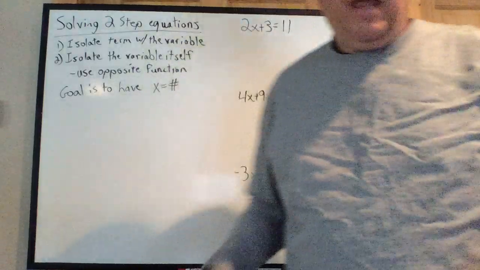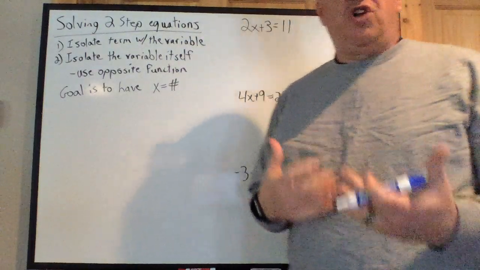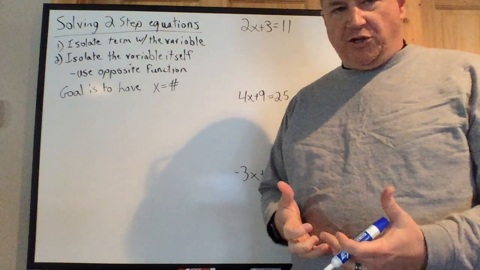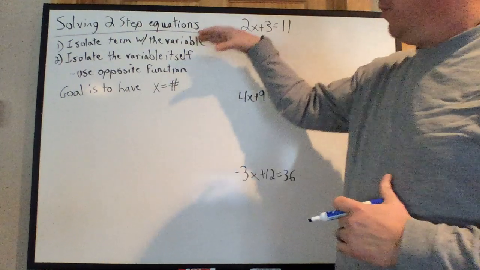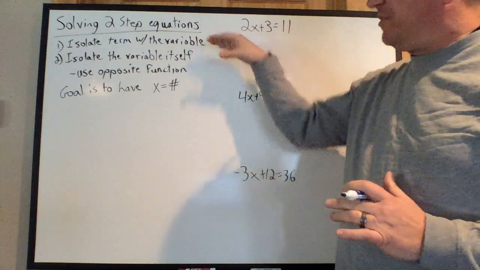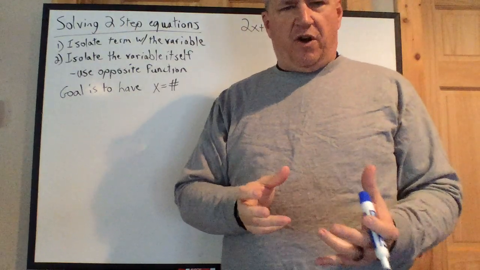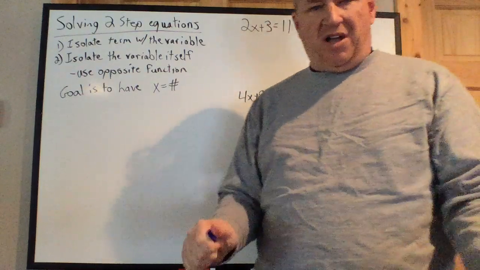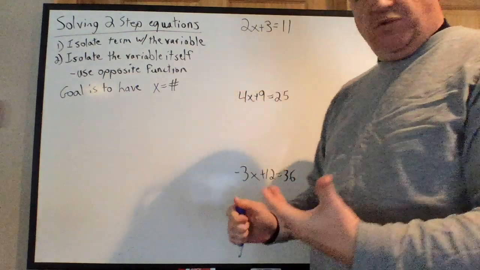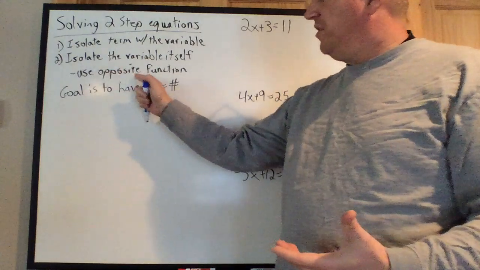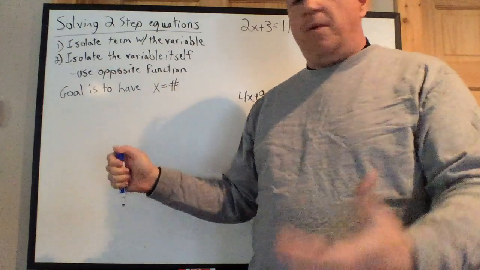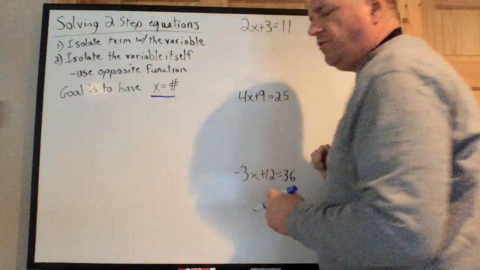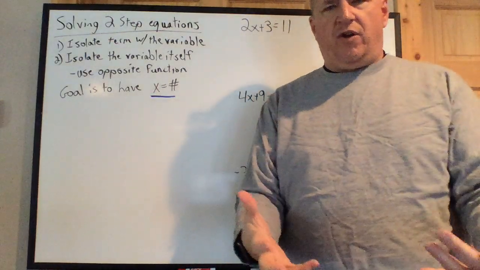In this video, we're going to work on solving two-step equations with addition and multiplication. So the first thing we're going to be doing in 2 steps, our first step is to isolate the term with the variable in it. The second step will be to isolate the variable itself. We're going to use both of those steps by using the opposite function, okay, and using the same number. Remember, our goal is to get to x equals some number, or whatever our variable is equal to some number.